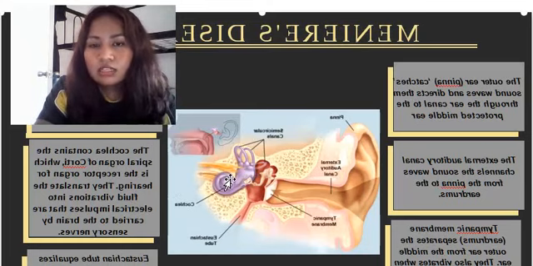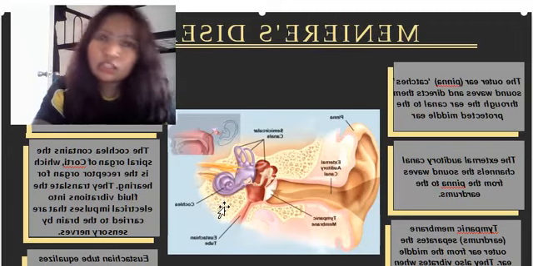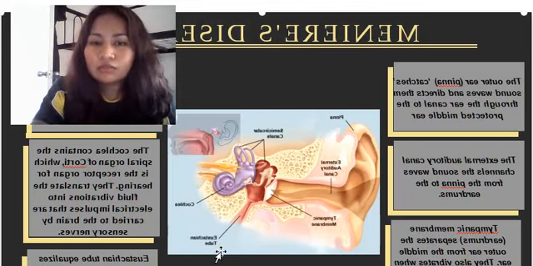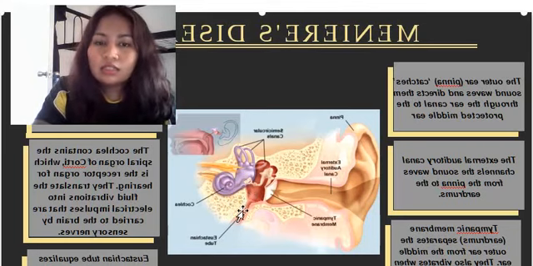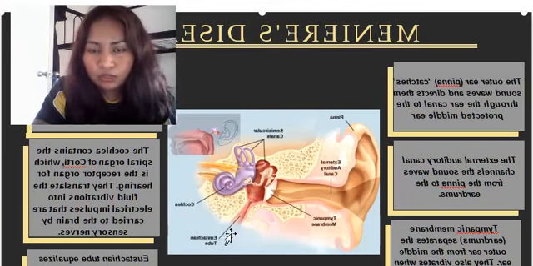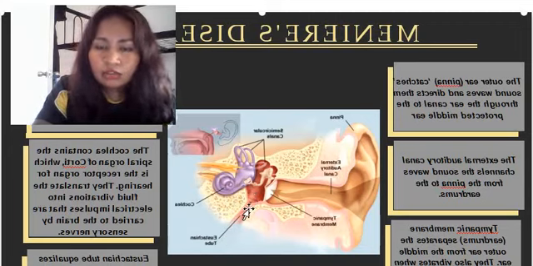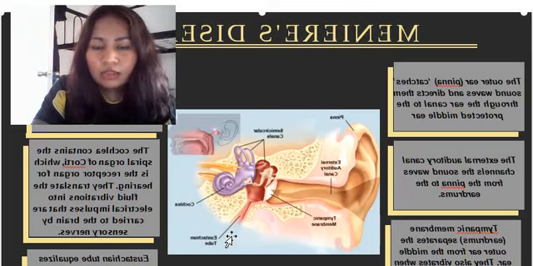The cochlea contains a spiral organ, which is the receptor organ for hearing. It translates the fluid vibrations into electrical impulses that are carried to the brain by sensory nerves. Last but not least, this part here is the eustachian tube. It equalizes the pressure between the middle ear and the atmosphere, and it also facilitates sufficient drainage from the middle ear.